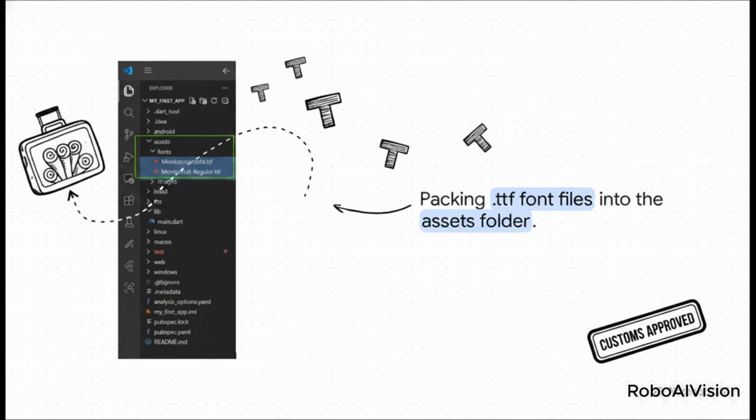Just like our local images, we grab TrueType font files, like Montserrat from Google Fonts, pack them into a fonts folder inside our suitcase, and you guessed it, declare them with that incredibly strict spacing in our pubspec.yaml customs form.